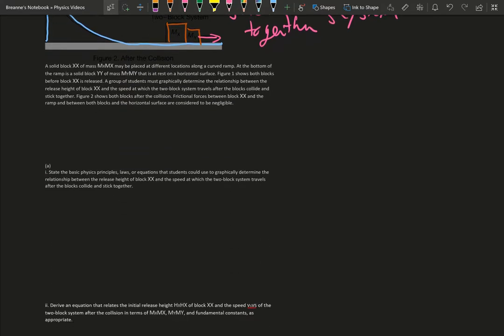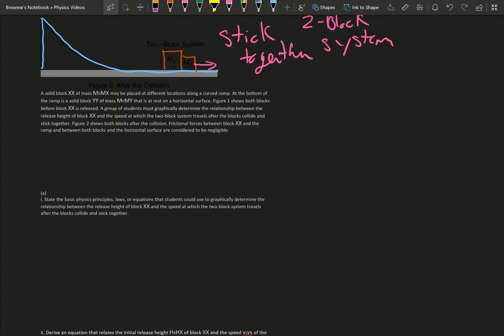Question 1: state the basic physics principles, laws, or equations that students could use to graphically determine the relationship between the release height of block X and the speed at which the two-block system travels after the blocks collide and stick together. The words colliding and sticking together tell you that you're going to be doing momentum. So conservation of momentum should be one of the first things that pops into your head.